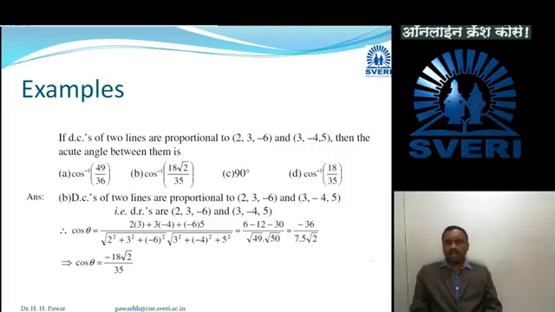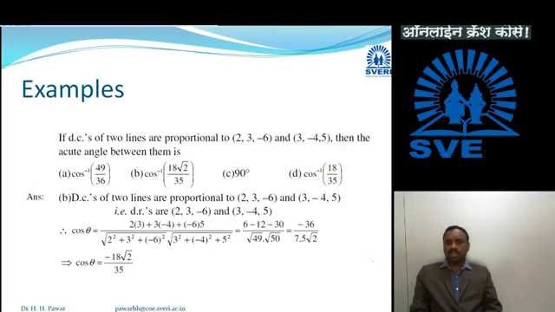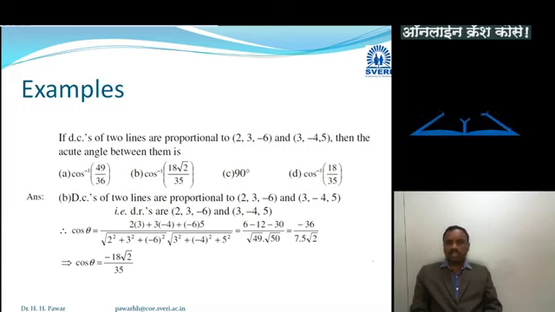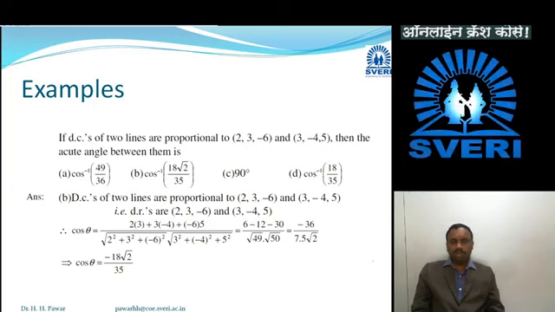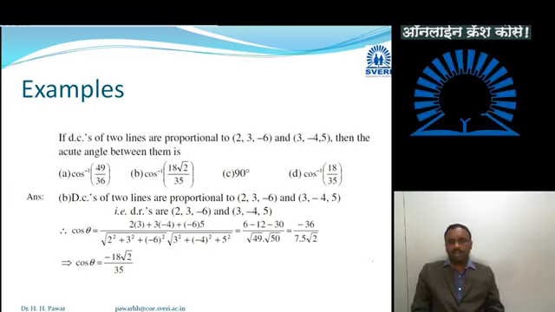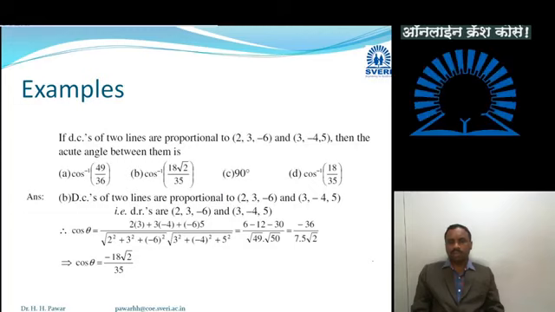As the direction cosines of two lines which are proportional are given here, they are nothing but direction ratios of those lines. That is, direction ratios are 2, 3, minus 6 and 3, minus 4, 5. Hence formula for cos theta is equal to a1 a2 plus b1 b2 plus c1 c2 divided by square root of a1 square plus b1 square plus c1 square into square root of a2 square plus b2 square plus c2 square.